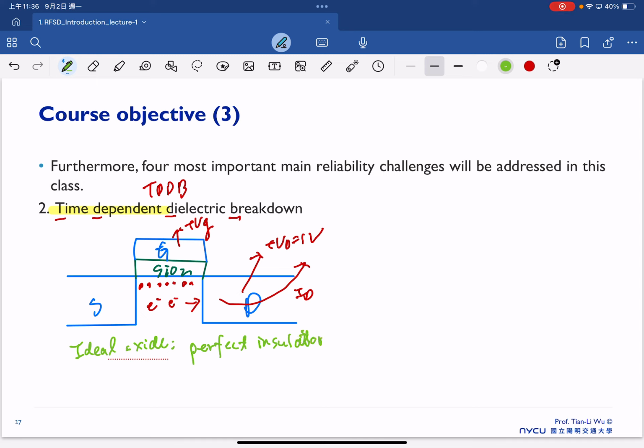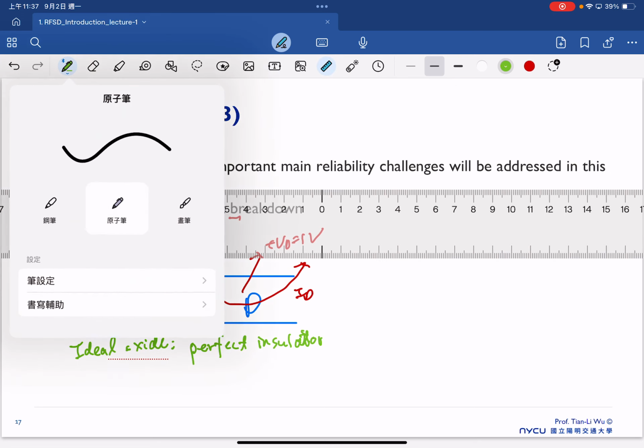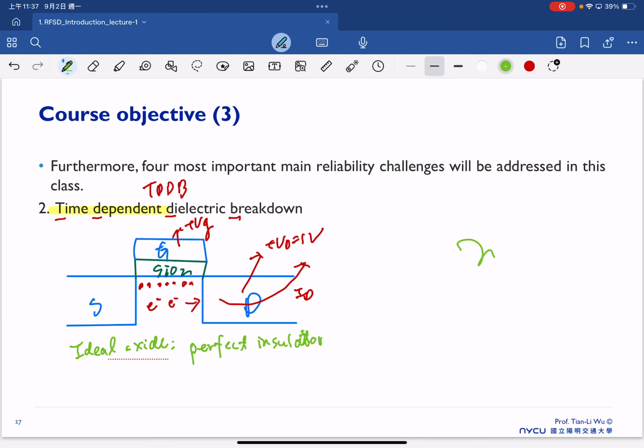So what's the basic definition of an insulator? From high school, we already know. An insulator is a material that supports no leakage current. It is not possible to have a carrier inside this material. That's why we call it an insulator. So an ideal, perfect insulator means no leakage current.